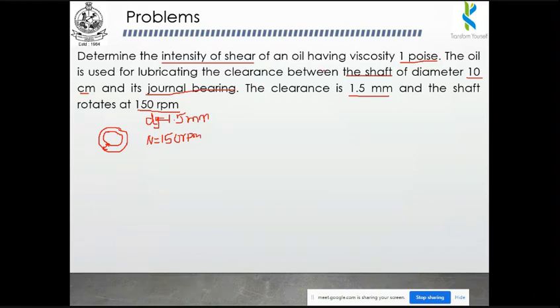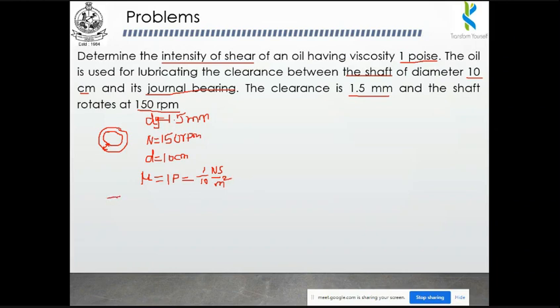Similarly, we are having the unit value for the diameter. The diameter of the shaft is 10 centimeter, and also we are having the viscosity. Viscosity is mu. So mu is 1 poise. P means poise, or else you can convert this directly into Newton seconds per meter square, that is 1 by 10 Newton seconds per meter square. Okay, so these are all the given data that are available.